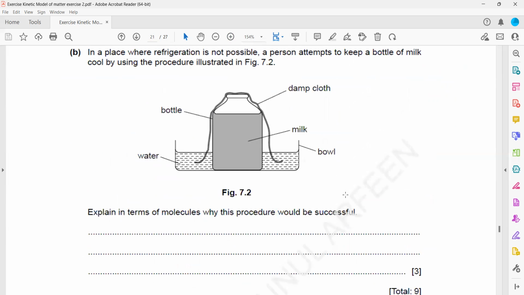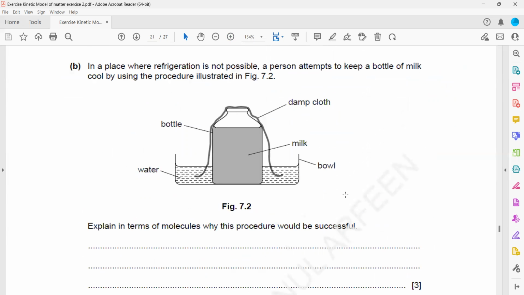Look, this is the old way of keeping things cold. In a place where refrigeration is not possible, a person attempts to keep a bottle of milk cool by using a procedure illustrated in figure 7.2. A bowl is filled with water, with a bottle of milk and a damp cloth. It's a very common thing.